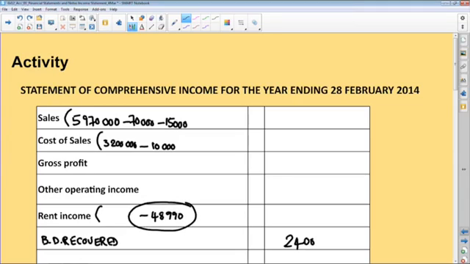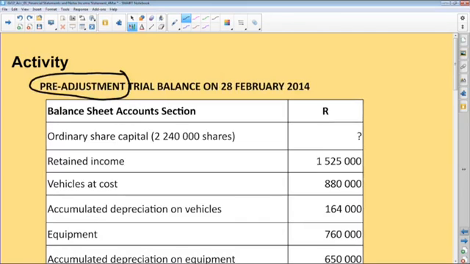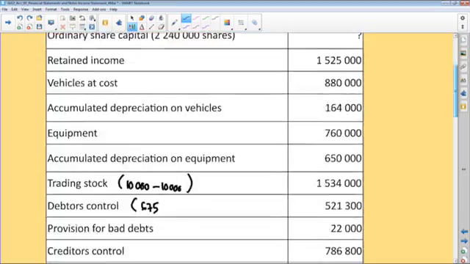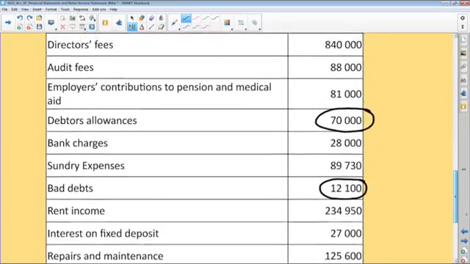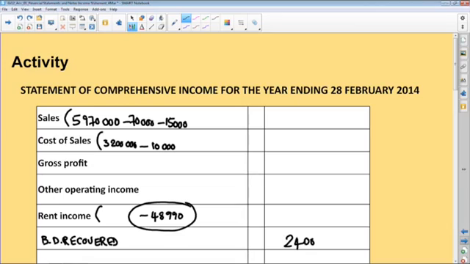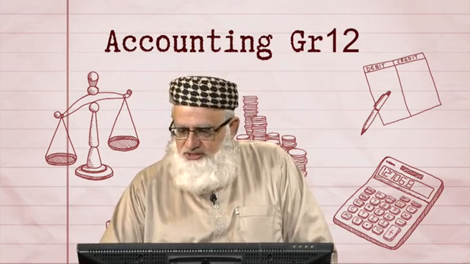Obviously, you'd have to put in the amount for your rent income. We know where we're going to get that figure from, don't we? There's our rent income figure of 234,950. So obviously, that 234,950 would appear there, and you're going to subtract the adjustment, a debit to rent income and a credit to income received in advance. Okie dokes, let's look at the next adjustment.